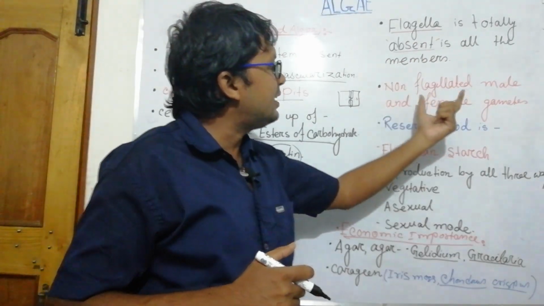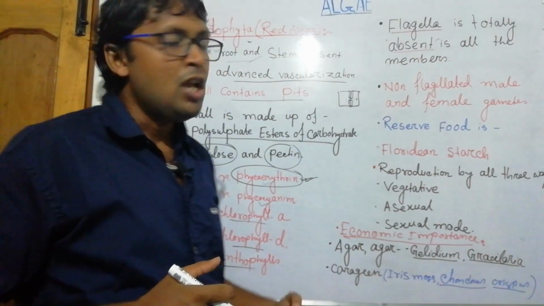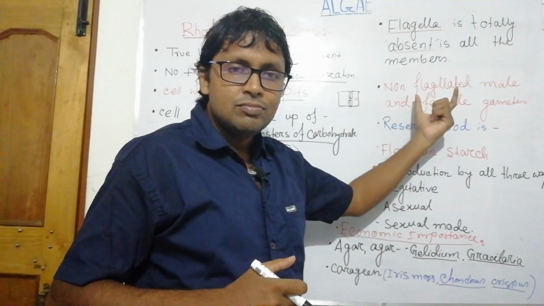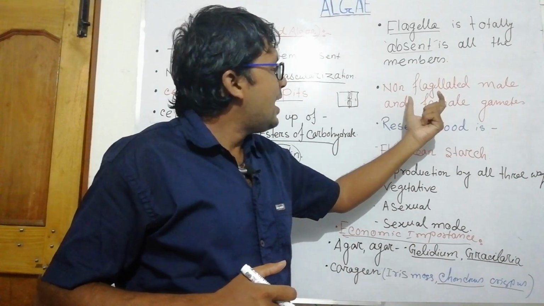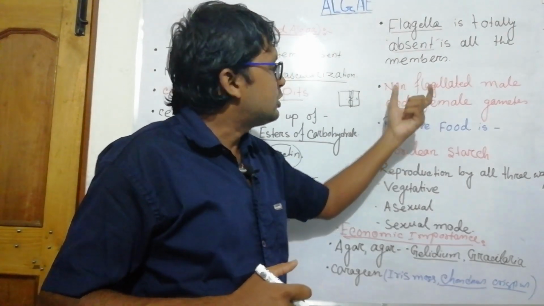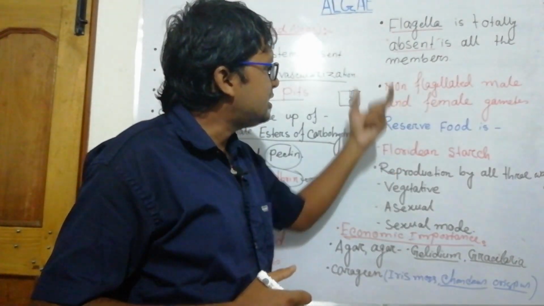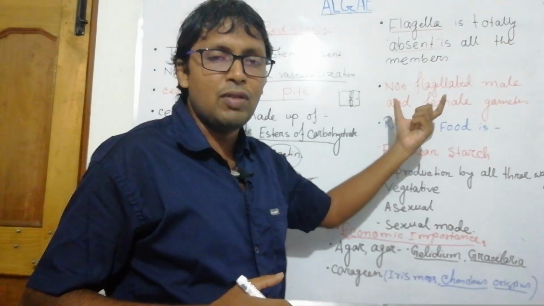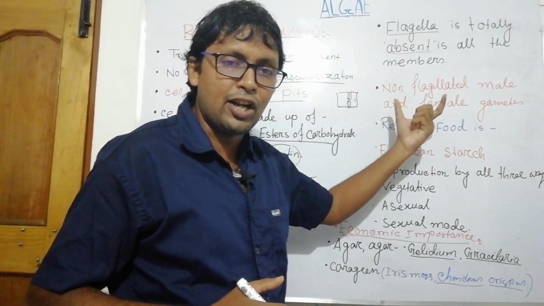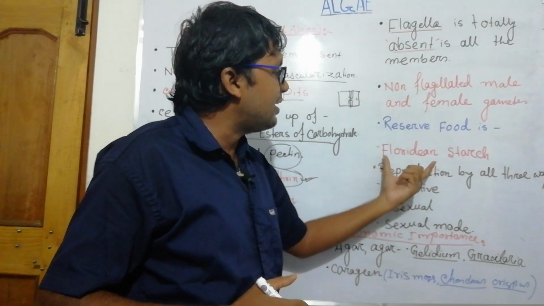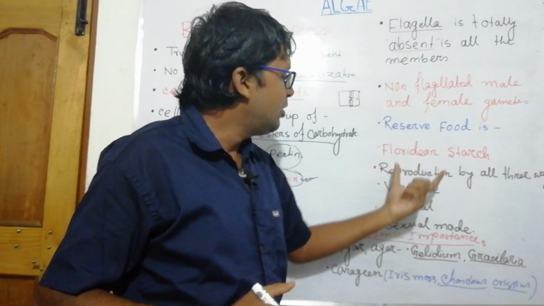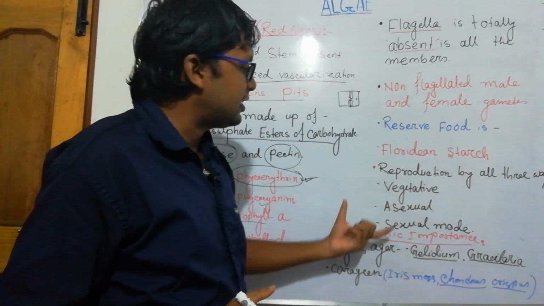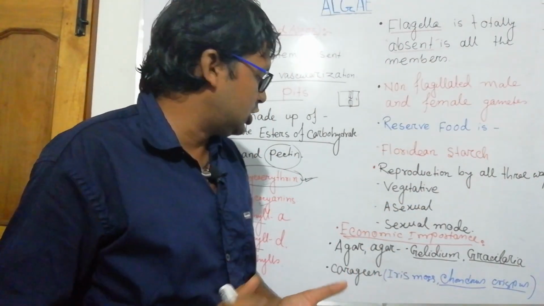And the male and female gametes are non-flagellated. The male gamete is the spermatium and the female gamete is present in the carpogonium. So the spermatium is the male gamete. This is very important. The male gamete is non-flagellated, and with the help of water currents it is transferred. The food material is floridean starch, a kind of starch. All three modes of reproduction occur here: vegetative, asexual and sexual.